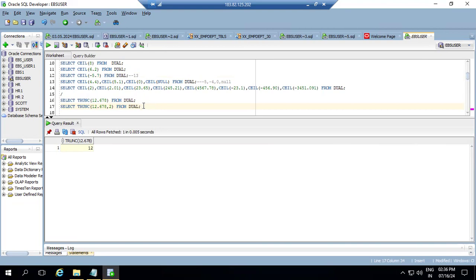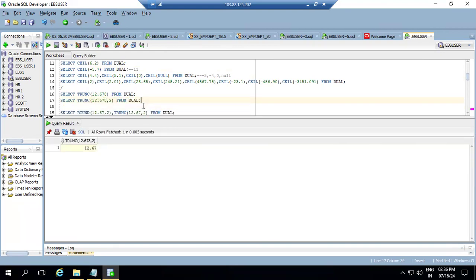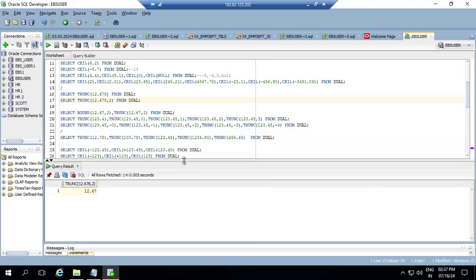12.67, yeah. So 12.67 over here. You can see in the round off, you are having one more third digit, like 8 also. When it is more than 5, it will add one and give you the output 12.68 in round. Whereas in trunc, whatever number you are given, it considers only those decimal places, so it is considering only 12.67. So you noticed the difference between the trunc and the round off here. You should observe the differences.